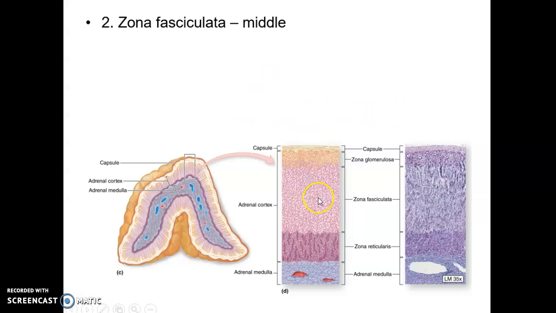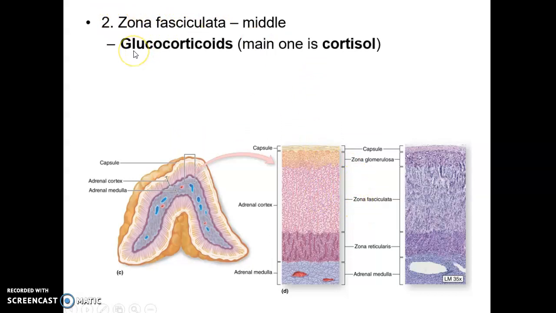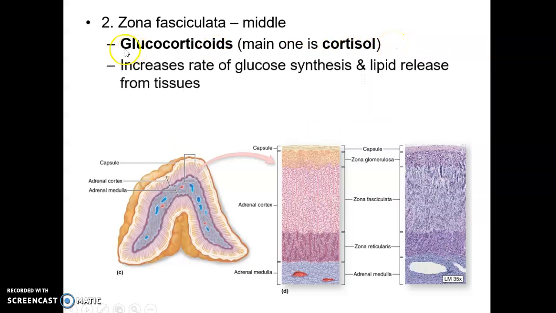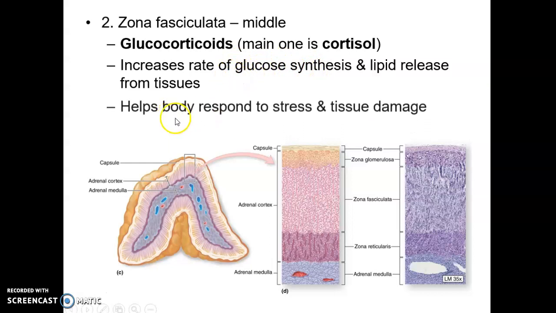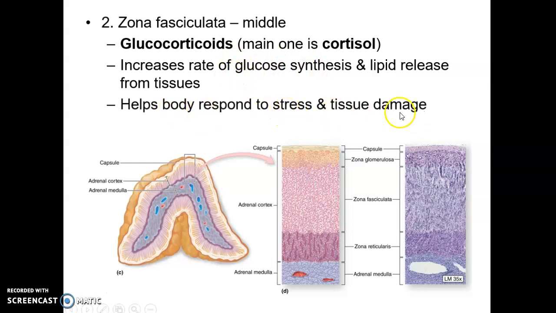Okay, the middle zone. Remember Grand Funk Railroad, or Godfather Rules, the middle zone, zona fasciculata. It produces glucocorticoids. The main one to know by name, or the only one to know by name, is cortisol. And notice gluco is in the name, so it regulates the rate of glucose synthesis and then lipid release from tissues, and lipids can get broken down into glucose to help maintain glucose levels in the blood and in the body. Okay? Helps the body respond to stress and tissue damage.